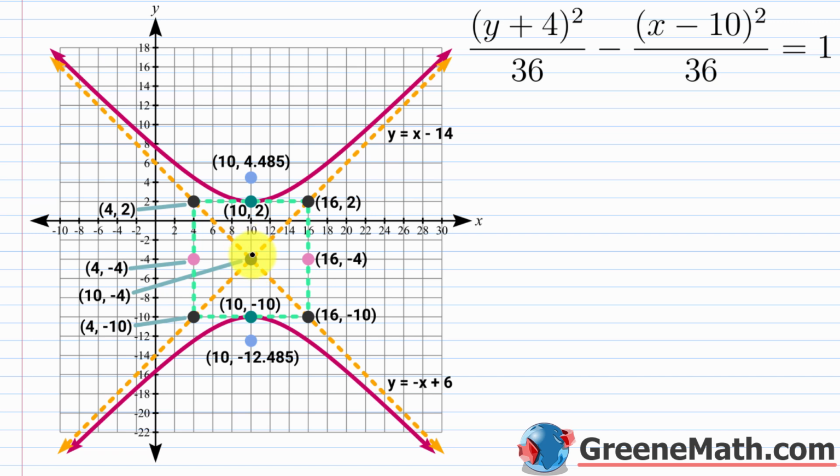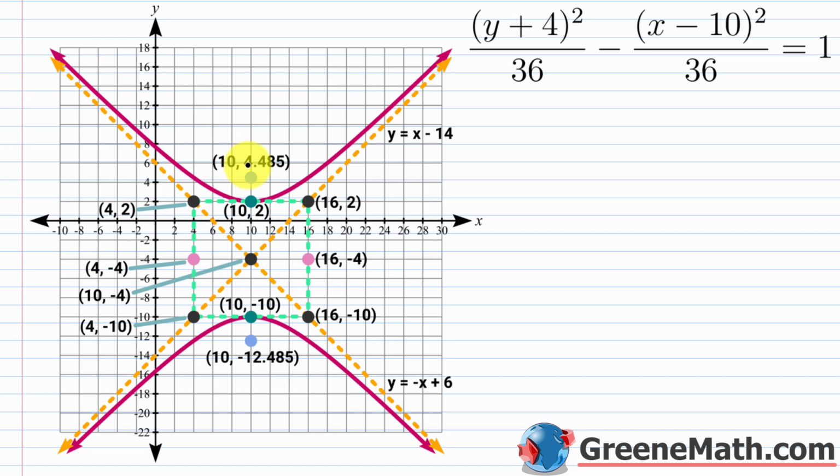So I'm going to go from the center up 6 units. That's 10 comma 2, that's my vertex. And then down 6 units, that's 10 comma negative 10, that's my other vertex. Then if I go from the center to the right by 6 units, I'm at 16 comma negative 4, that's my covertex. And then to the left by 6 units, that's 4 comma negative 4, that's my other covertex.